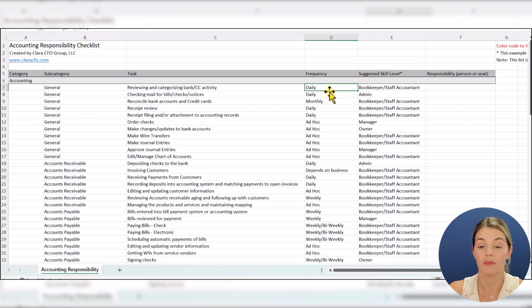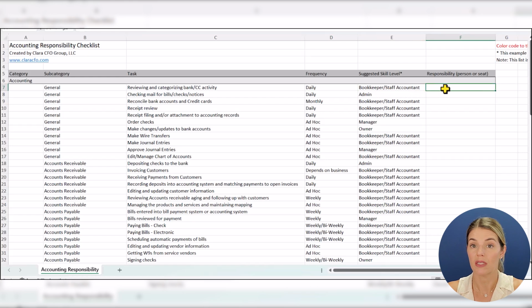Maybe instead of daily, it's done weekly, and the responsibility is Jill who sits at the front desk. If that's the case, then you would put that in here, and then you can make sure that that is part of Jill's job description so that Jill understands that this is part of her role and she understands the frequency of when she's supposed to do that.